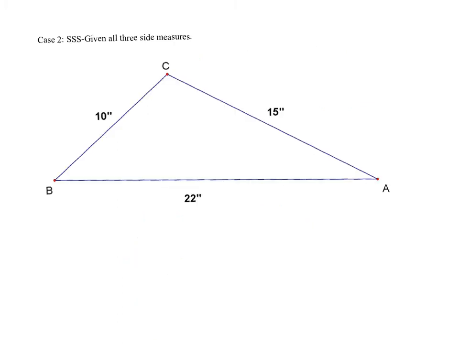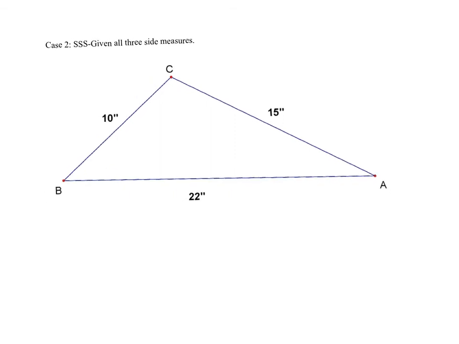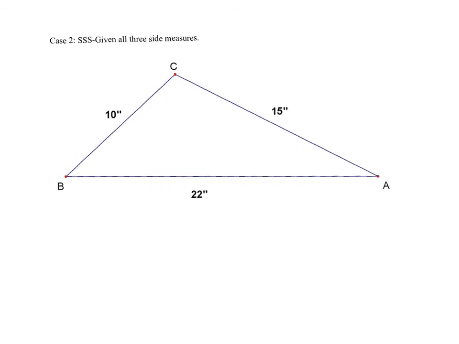So when we look at the second case, all three sides, in this triangle we have 10, 15, and 22. So the 15 is our little b, it's across from angle B. 22 is our little c, and 10 is our little a. Now in this case I have to find all the angles, and again I really only have to find two angles because then I know they all add up to 180.